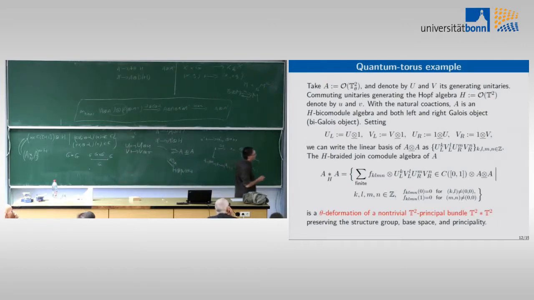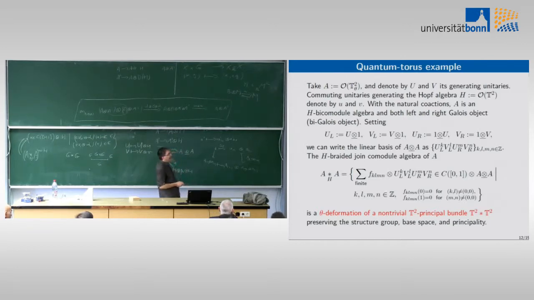But what at least excites me about it is that this is a theta deformation of some non-trivial torus bundle. If you just take the classical join of two tori, you get the T2 principal bundle, which is obviously non-trivial. And now we have the same thing, but our fiber is classical, our base space is classical, but our total space is very much theta twisted.